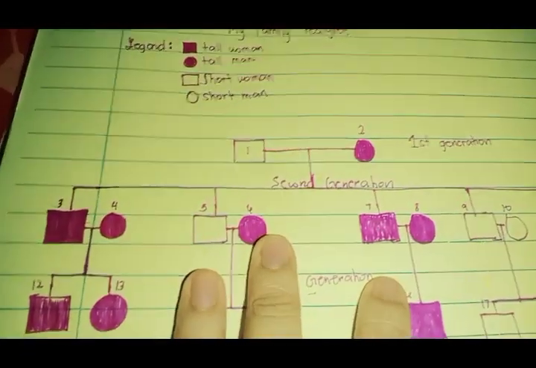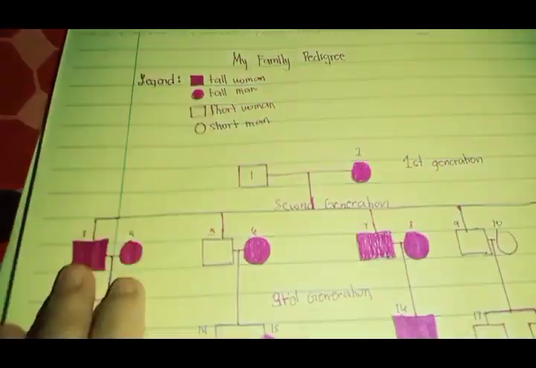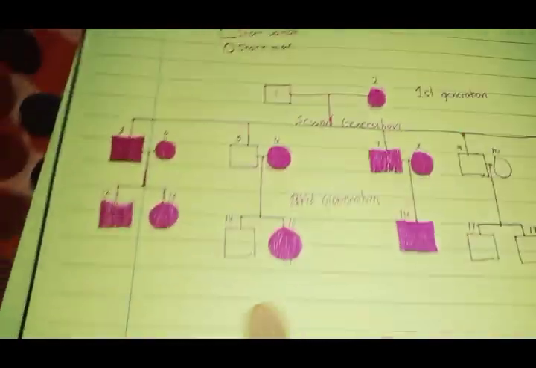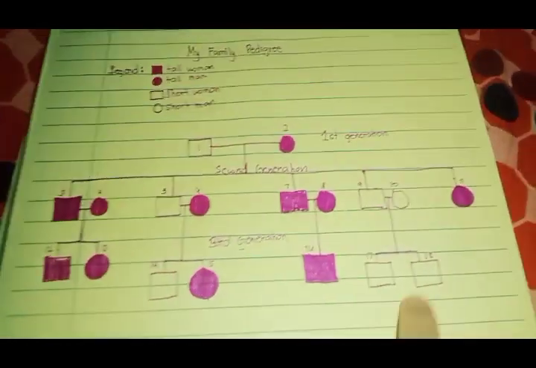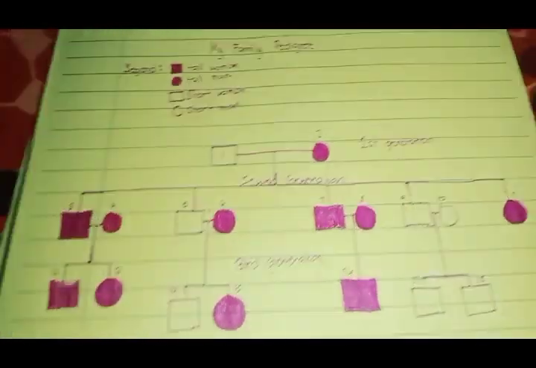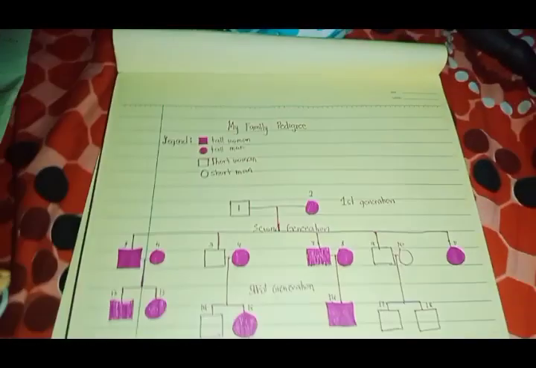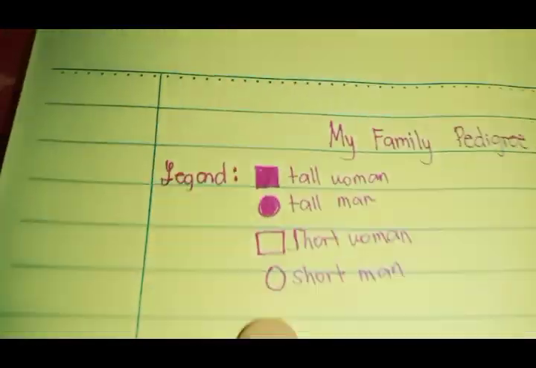Start with the first generation. The first generation consists of my lolo and nanay. And the second generation consists of my aunties and my uncles. The third generation consists of my cousins and myself, where I belong. This will be the third generation. So based on what you see in here, we have this legend.